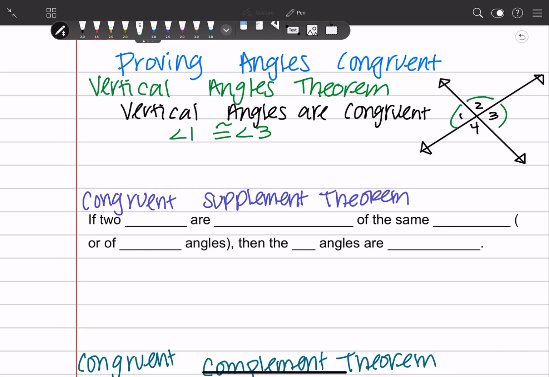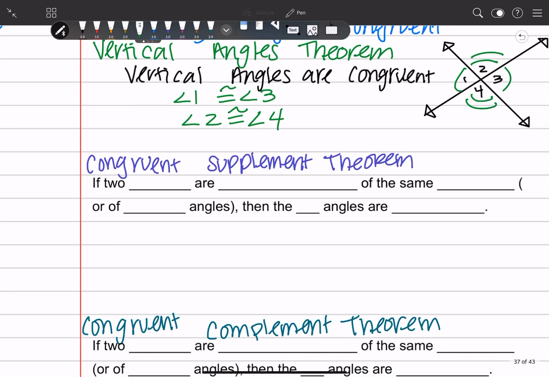You can also see, by the way, that angle 2 and angle 4 are vertical angles, so you could also write this additional congruency statement if you would need it for your proof. Pretty much your proof, you want to use whatever you can and whatever you get from the images or the given and use it to your advantage.